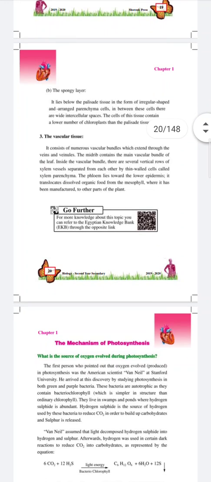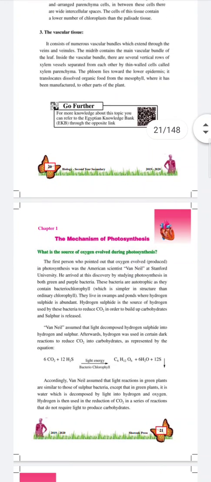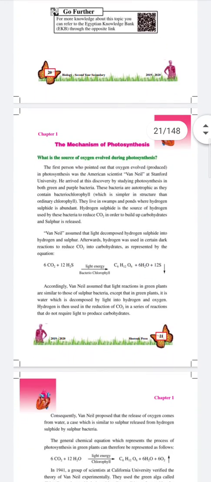Before we study the mechanism of photosynthesis, we must know what the source of oxygen is, the byproduct of the photosynthesis process. We know that in photosynthesis, carbon dioxide plus water give us carbohydrates, water, and oxygen. What is the source of oxygen? Did the oxygen come from carbon dioxide or from water?